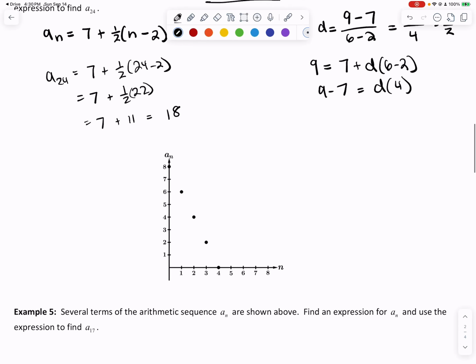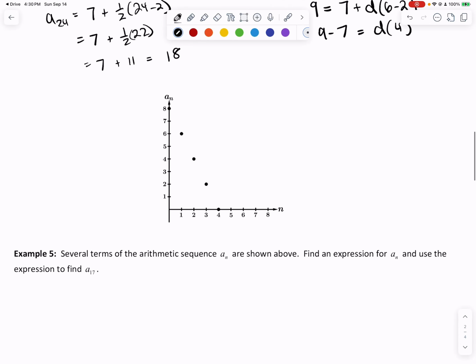All right. Example 5, the terms of an arithmetic sequence are shown above. Find an expression for a sub n and use it to find a sub 17. Now I can use any one of these as my known points, but essentially I need to figure out the slope of this set of points. I could pick any two because if I'm told it's arithmetic, it's going to be the same no matter which two I pick, but I'll just do the first and the last.